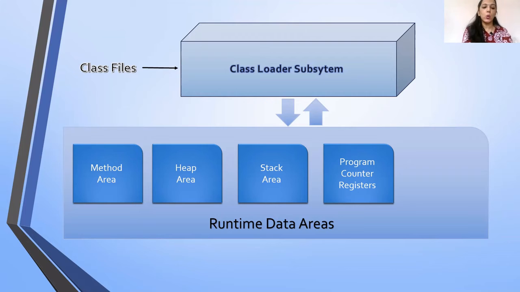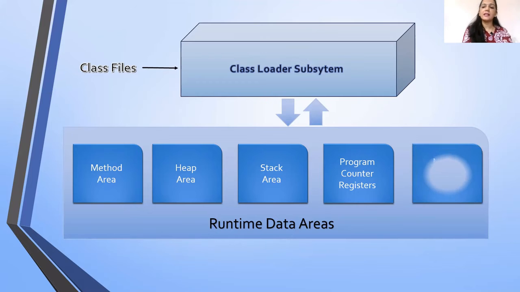PC registers hold the address of the Java virtual machine instruction currently being executed by the thread, provided it is not native. Again, what is native and all will be discussed in detail when we go for multi-threading. Currently, you just have to understand the different parts of the memory areas which are created for different purposes.